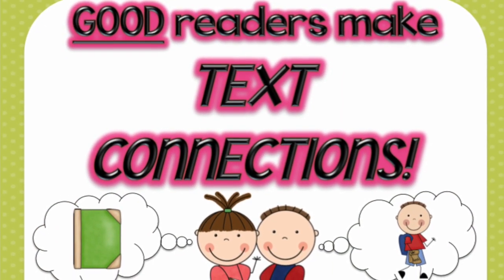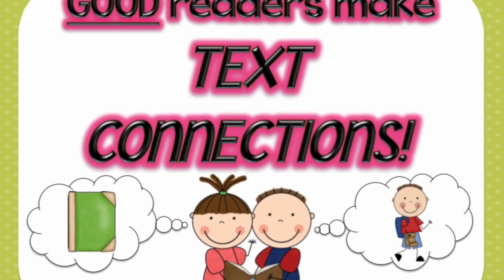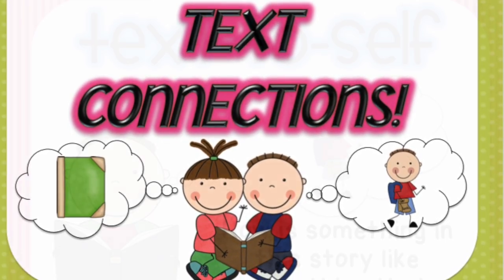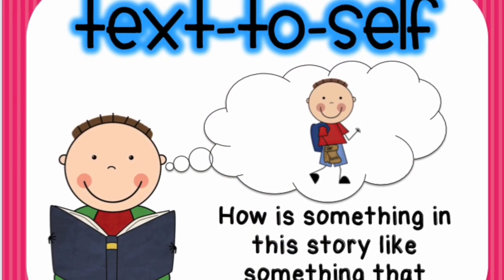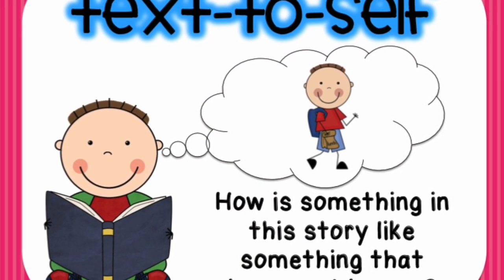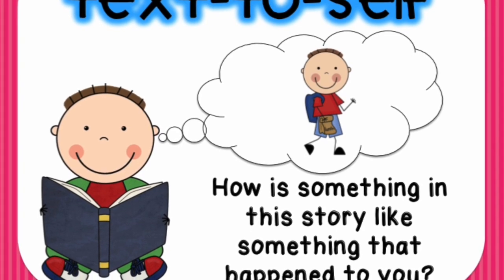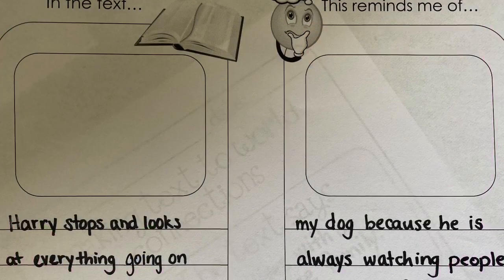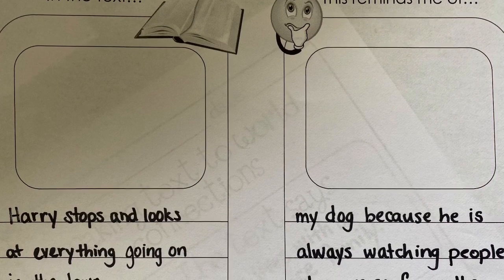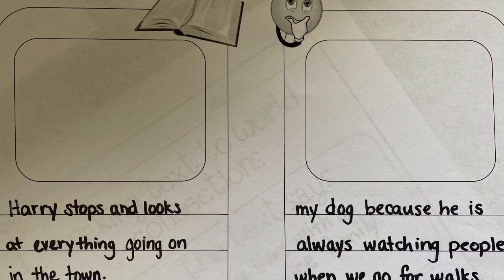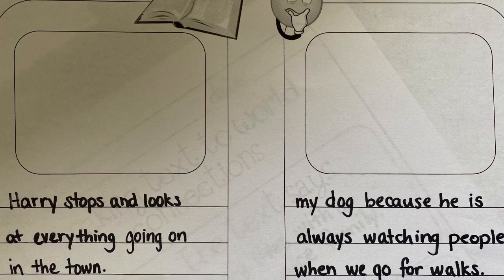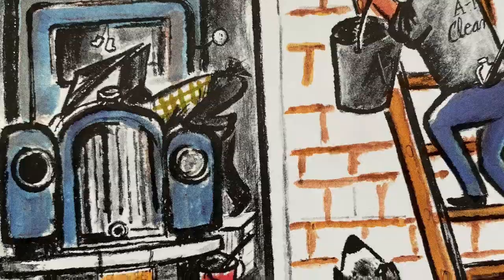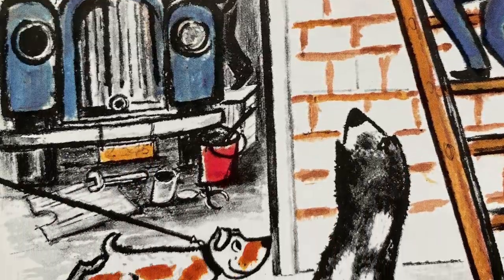Part of being a good reader is knowing how to make text connections. We'll talk about the 3 different types of connections now. A text-to-self connection is when something in the story reminds us of something that has happened to you before in your own life. An example is, in the text, Harry stops and looks at everything going on in the town. This reminds me of my dog because he is always watching people when we go for walks.